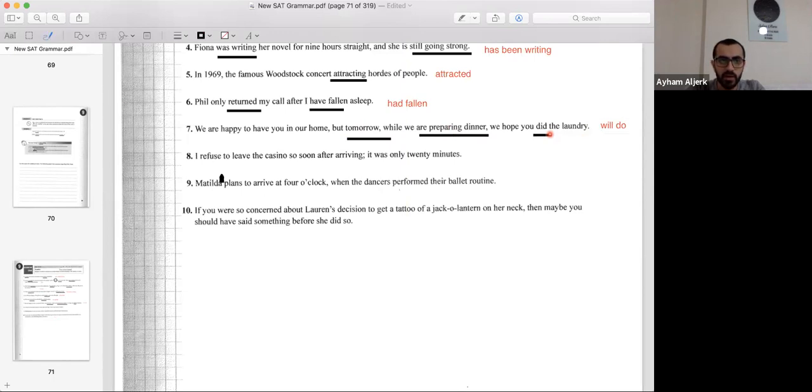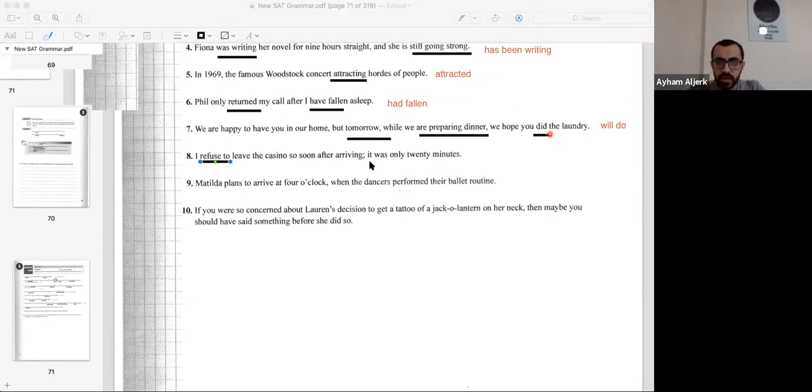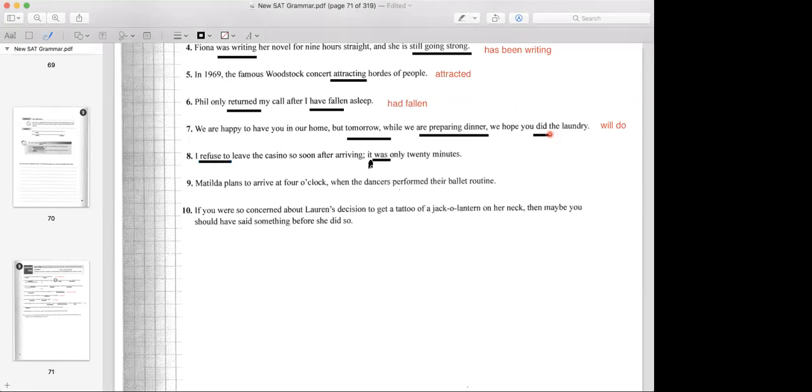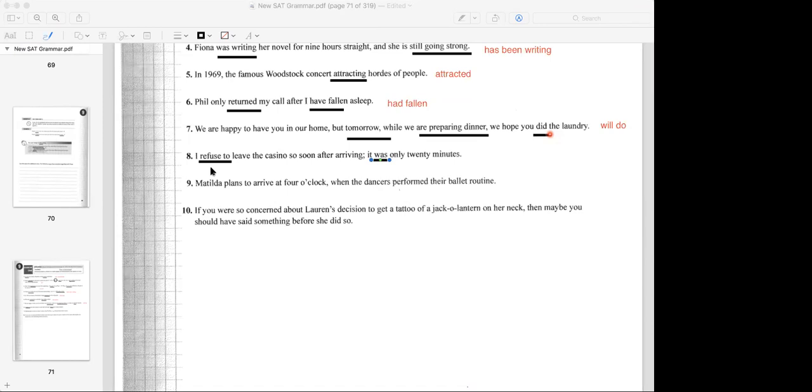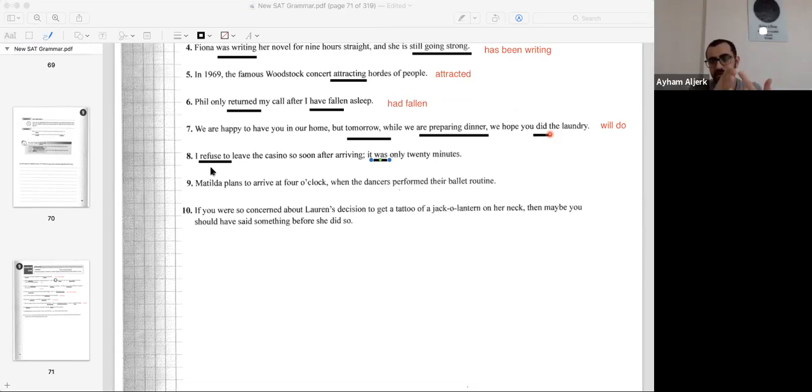Number 8. I refused to leave the casino so soon after arriving. It was only 20 minutes. So, I refuse to leave the casino so soon after arriving, and then it was only 20 minutes. I refused. Okay, we could say I refused to leave the casino so soon after arriving. Then again, we have it had only been 20 minutes. So we need to use past simple, I refused. And then we have another verb. It was only 20 minutes. Which one happened first? 20 minutes. Because I was there for 20 minutes and then I refused to leave.